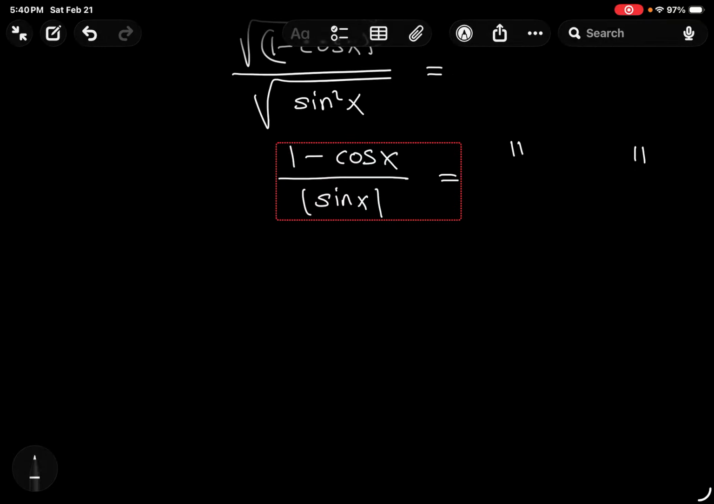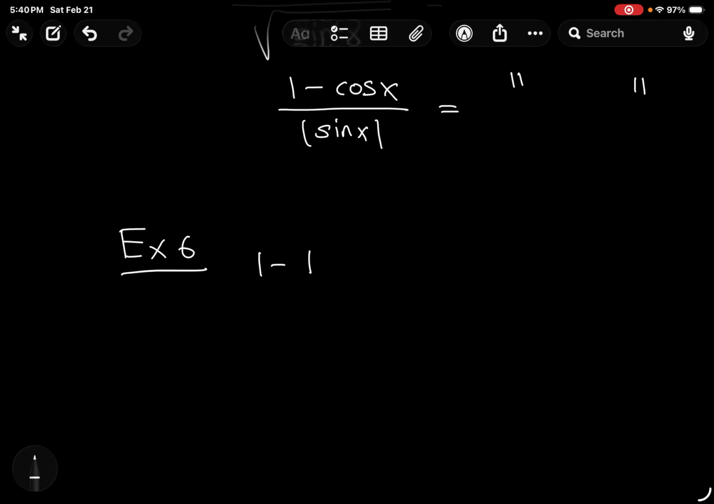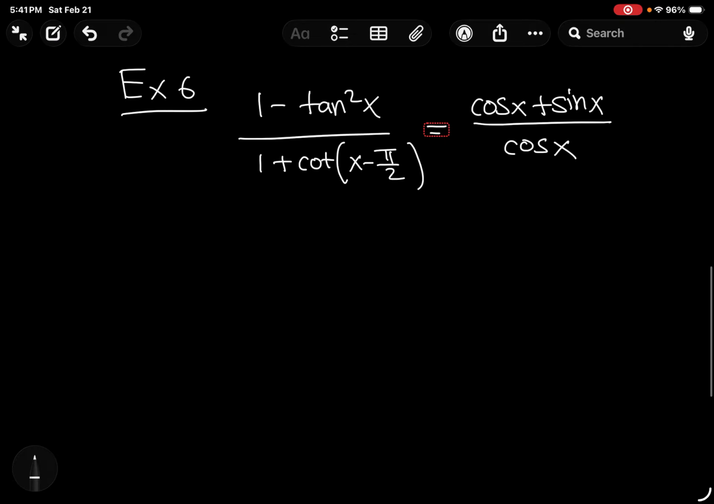And then let me write out the second to last example, example 6, again. I believe it was this one right here: 1 minus tangent squared x over 1 plus cotangent of x minus pi over 2, and that equals cosine of x plus sine x all over cosine x. Okay, so as you stare at this problem, you'll notice that this should trigger something. It's like, oh, wasn't there some kind of cofunction identity? And the answer is yes, but there is an issue.